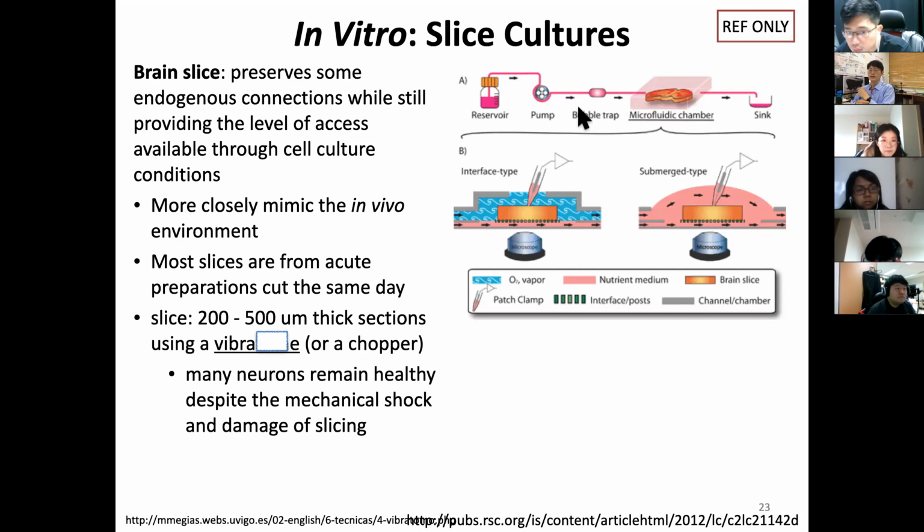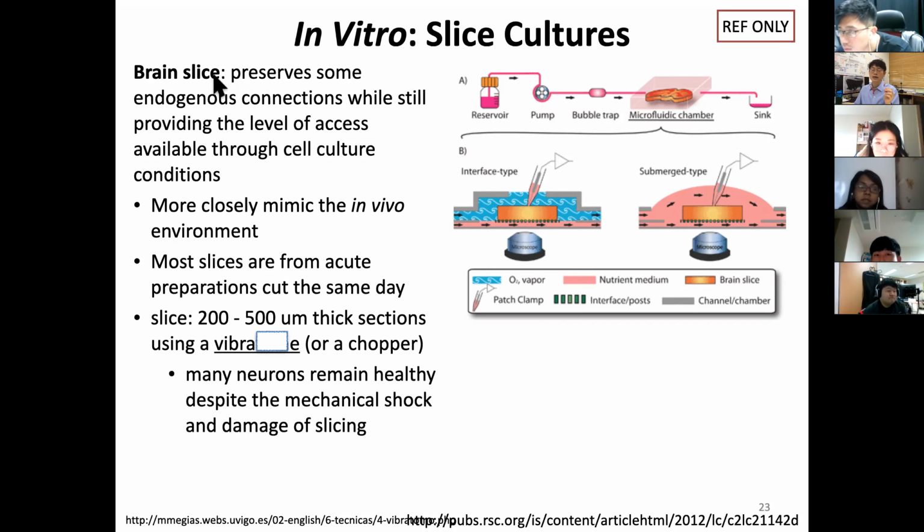So here's an example showing the reservoir, and you have a pump, a peristaltic pump, to push this media, and bubbles are harmful for the slice. Cells do not like to be touched by bubbles. So you have to trap the bubbles in a microfluidic chamber. You flush the brain slice, and then you have an electrode to study, so you can touch with a patch clamp or extracellular recording. And this is how things work.